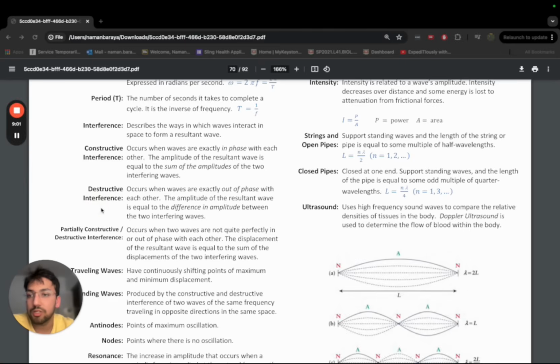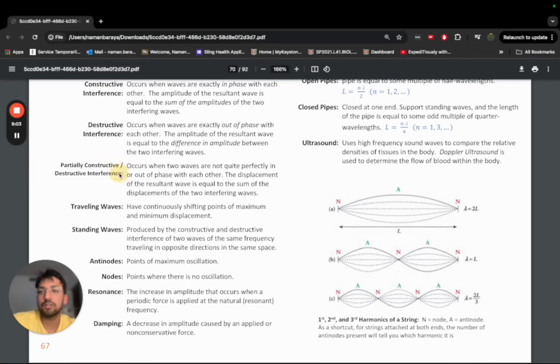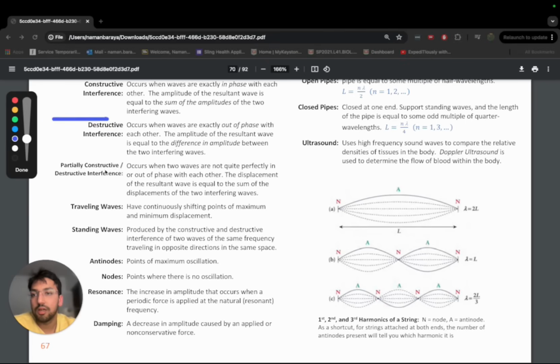Now you have partially constructive and partially destructive interference. Destructive interference, the way they're describing it, results in just a straight line. Partially is when it's out of sync, but it still ends up in some waveform, right? It might not be a straight line if you add these up, but you'll have a little bit.